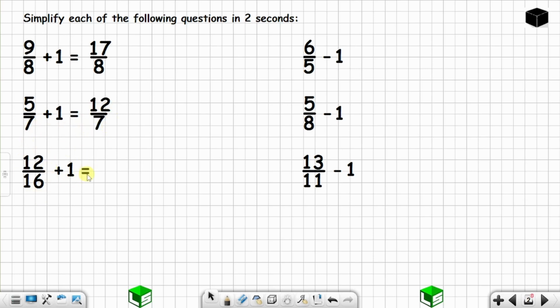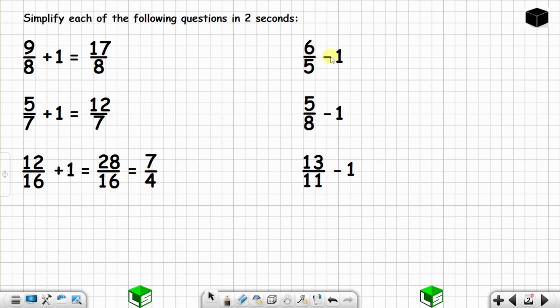This is equal to, you have plus, so you are going to start from the top plus what you have at the bottom. 12 plus 16 is 28 over 16. You can simplify. 28 divided by 4 is 7, over 16 divided by 4 is 4.